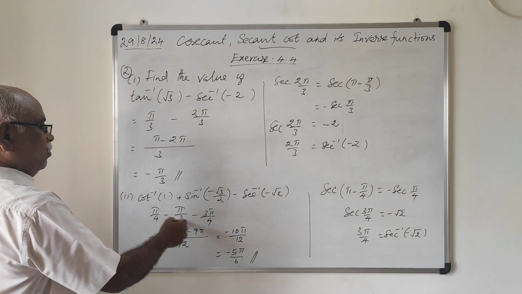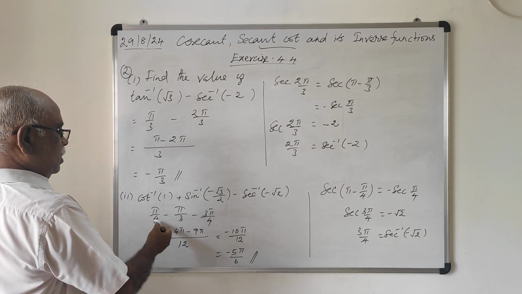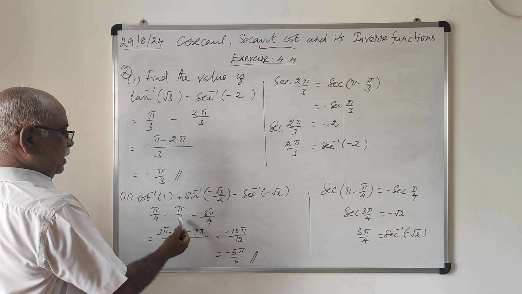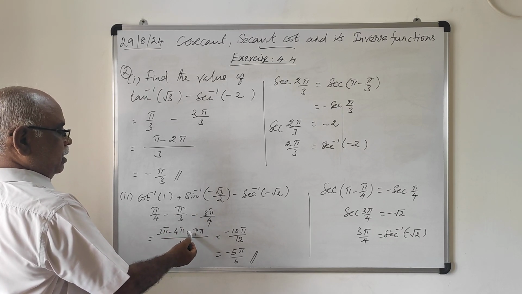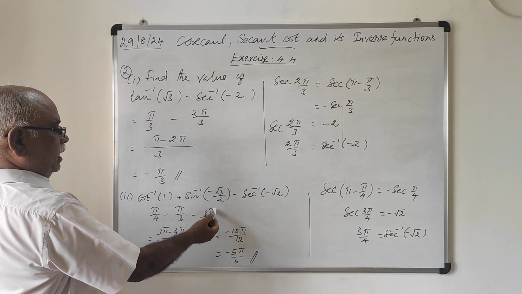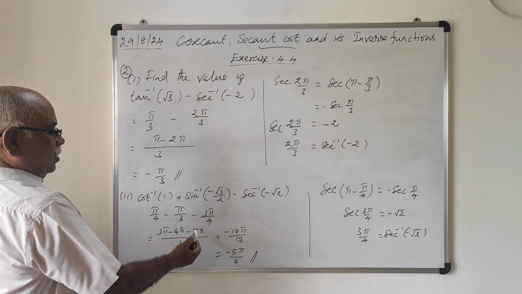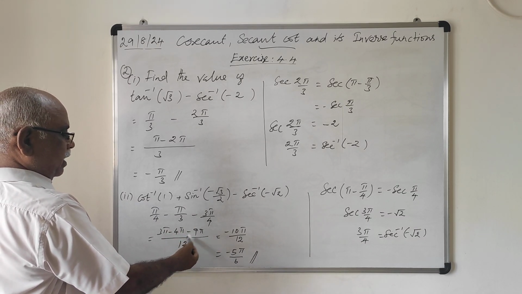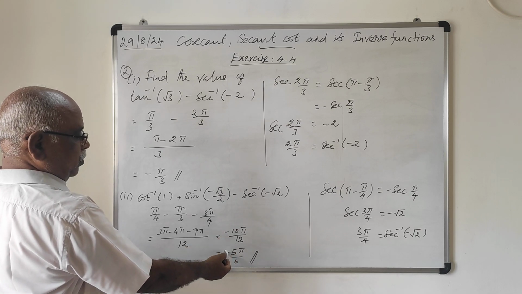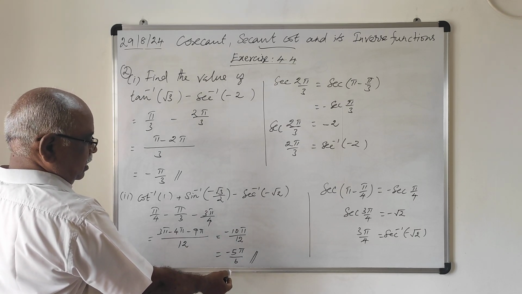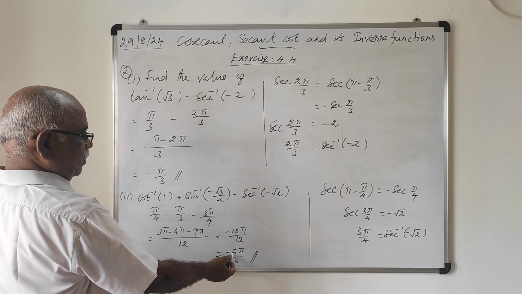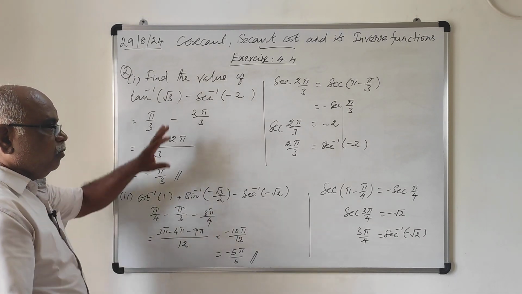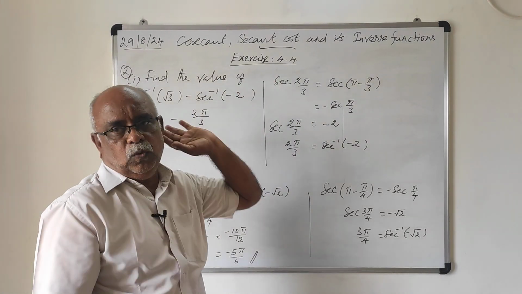Taking 12 as the LCM for all these terms: 4 threes are 12, 3 pi, minus 4 threes are 12, minus 4 pi, and 3 fours are 12, into 3, 3 threes are 9 pi. So minus 9 minus 4 is minus 13, plus 3 is minus 10 pi by 12. On simplification we get minus 5 pi by 6. So the answer for this problem is minus 5 pi by 6. That's all about the problems in exercise 4.4.